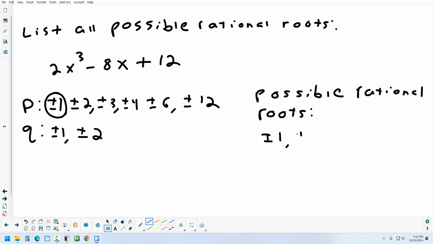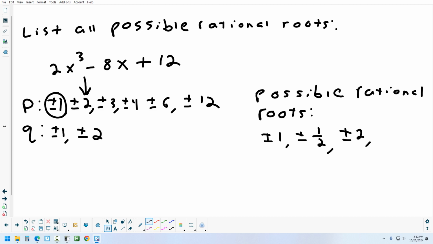So that'll be plus or minus 1, and plus or minus a half. Now let's go to the next one. It would be plus or minus 2 over 1, which is 2, and 2 over 2, which is 1. But we already have that one, so we don't need to write it down again.